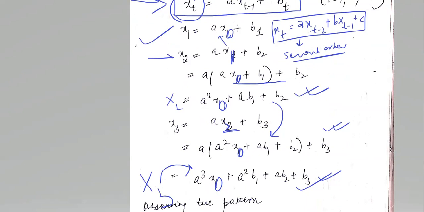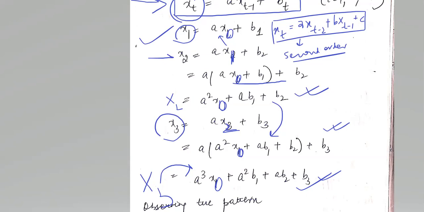What is the pattern? As you go from x1 to x3, see that the number of a's are increasing. This was a x naught plus b1. This was a square x naught plus a b1 plus b2. This was a cube x naught plus a square b1 plus a b2 plus b3.